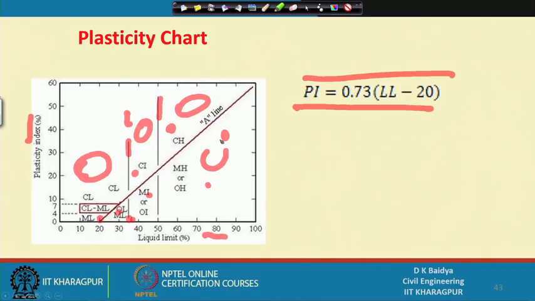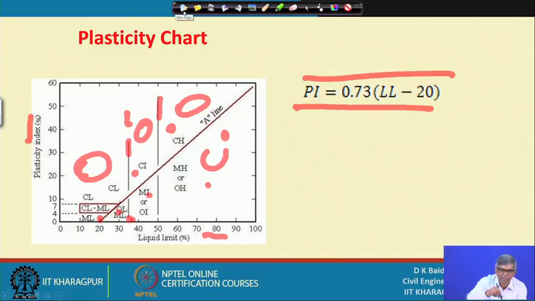Like that, suppose for one soil I do the liquid limit and plastic limit tests, plot it, and the point comes here, that means the soil is clay with high plasticity, and if it comes here, the soil is silt with high plasticity. So, like that, this chart can be utilized for classification of fine grained soil.